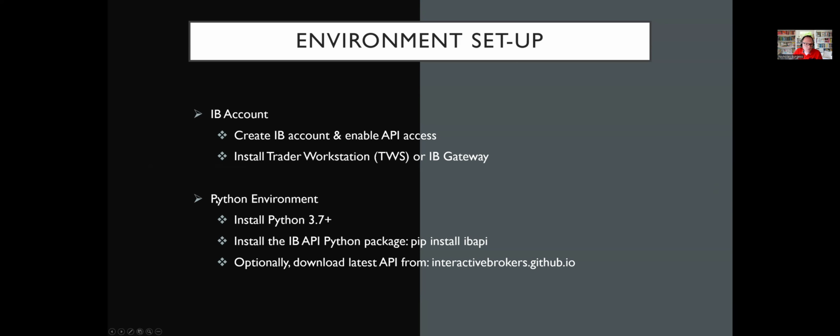We also need a Python environment set up, so we need to install Python 3.7 or above. We need to install the IB API Python package, which is a pip install of ibapi, and you can get the latest API if you need to upgrade or for the latest features by downloading it from the Interactive Brokers GitHub page. All of this information will be in the slides below this video, and there'll be a lot more resources available there as well.